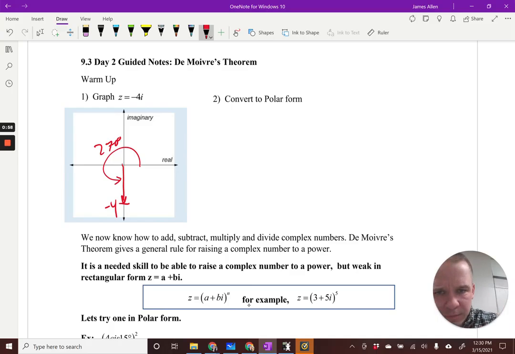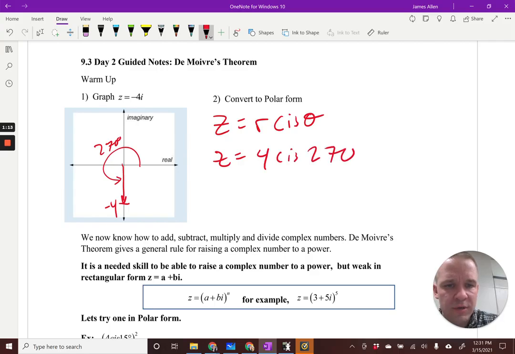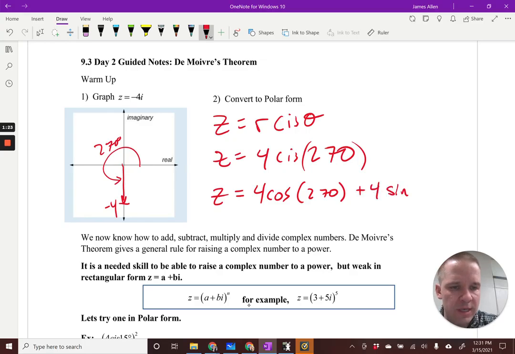My r in this case is 4, right? So we're going to have z equals, let's just remember, r cis theta. So that's going to be 4 cis 270. Again, if you need to type it in expanded, that'd be 4 cosine 270 plus 4 sine 270 i, or i sine 270. You can put the i here, you can put the i over here.